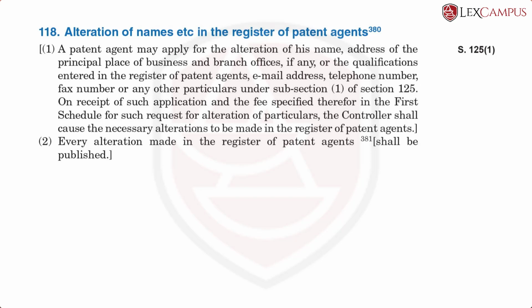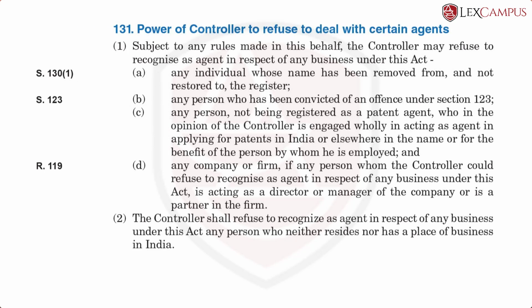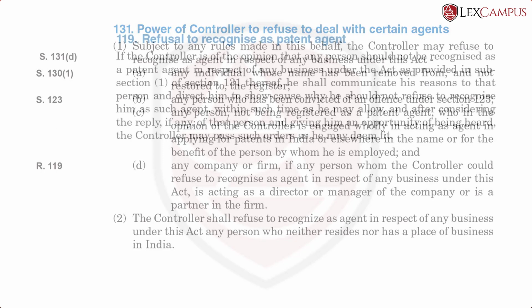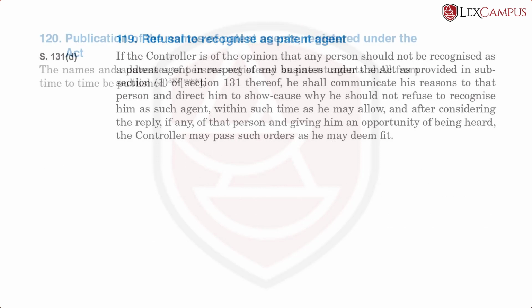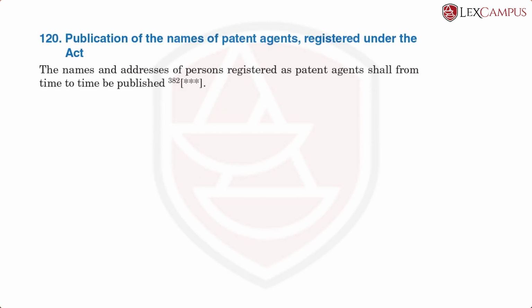Now, the controller also, we had seen that, has the power under section 131 to refuse to deal with or recognize patent agents. The details of that is given in Rule 119, and Rule 120 calls for the publication of names of patent agents registered under the Act.